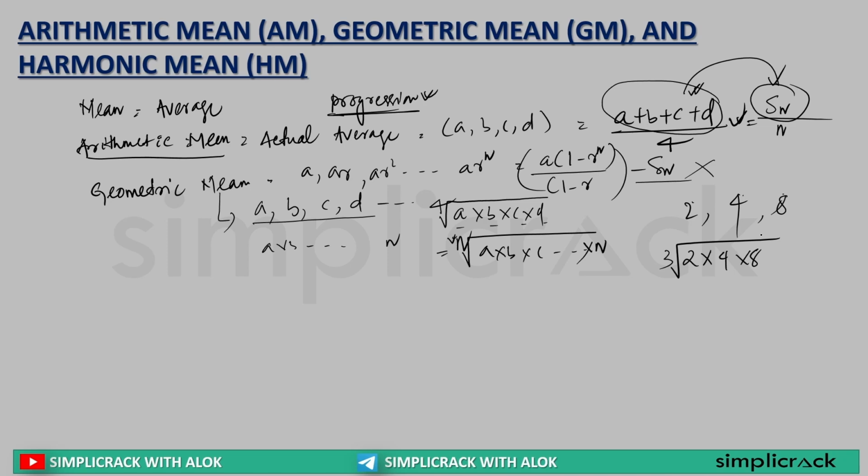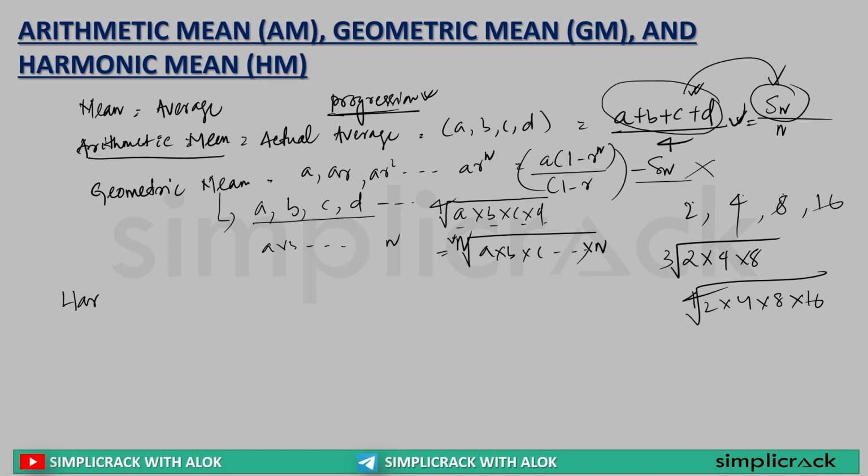So if there are, say, 4 numbers, 2, 4, 8, and 16, their geometric mean will be the root of 2 into 4 into 8 into 16. How many numbers? 1, 2, 3, 4. So the fourth root of this whole calculation should be calculated as the geometric mean. Clear?